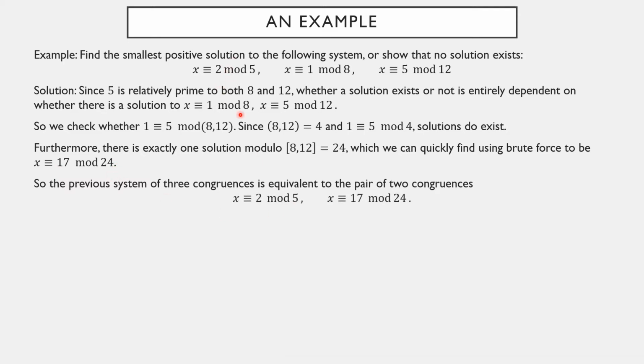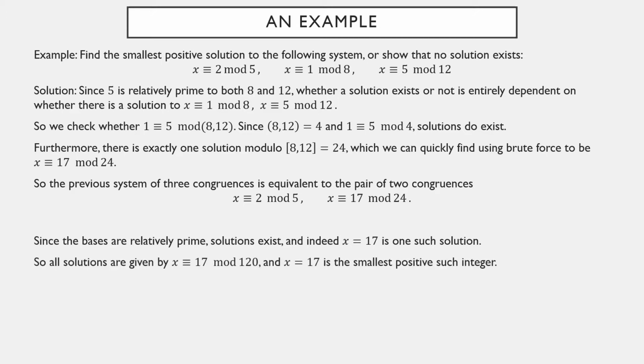So I still have this equivalence here to worry about, but I've replaced these two with a single equivalent statement. And now I have relatively prime bases. And we in fact see pretty quickly 17 is clearly the smallest solution to the second one, but that's already a solution to the first one. If nothing else, you can just apply the Chinese remainder theorem and use the algorithms developed in earlier lectures. So x equals 17 is one such solution.